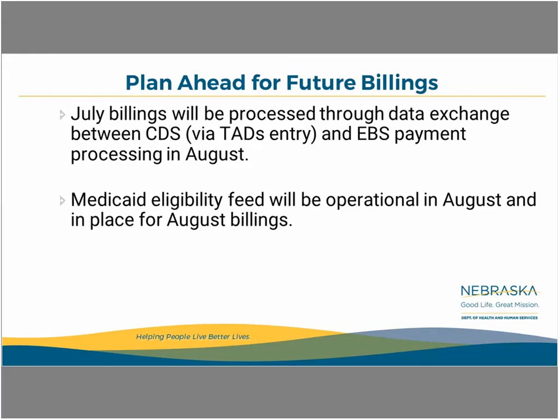So we are targeting mid-August to be able to have the Medicaid eligibility feed operational so that we have several weeks to have you get in and look to see what consumers you might have in the CDS who might be impacted for those August billings so that we can work through that process. You can make any adjustments as needed prior to the first weekend when you go to do your billings.